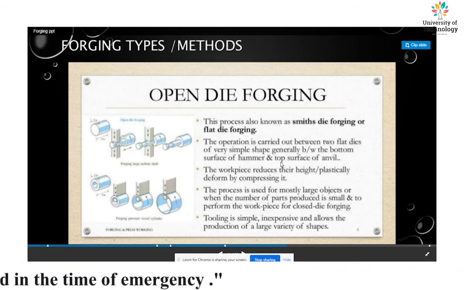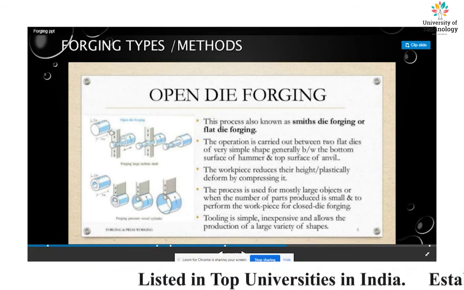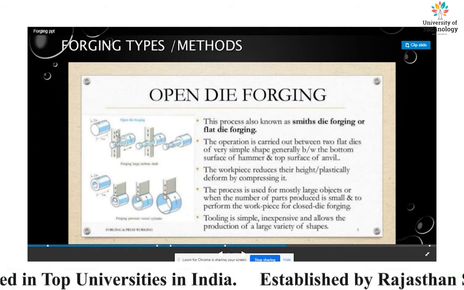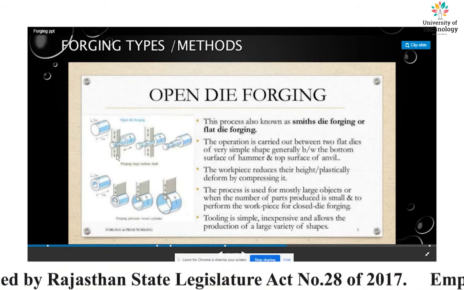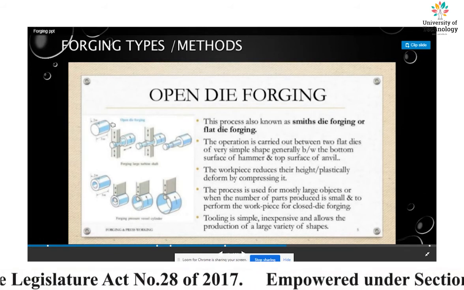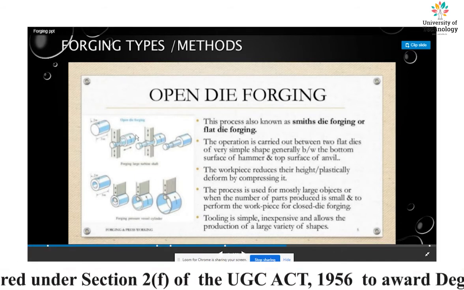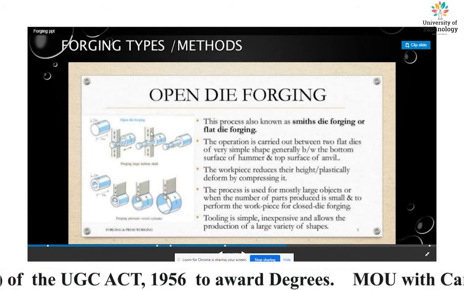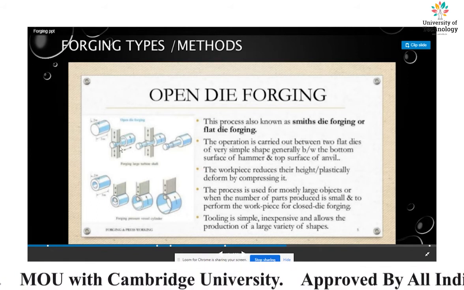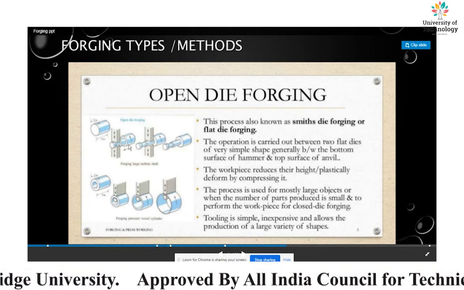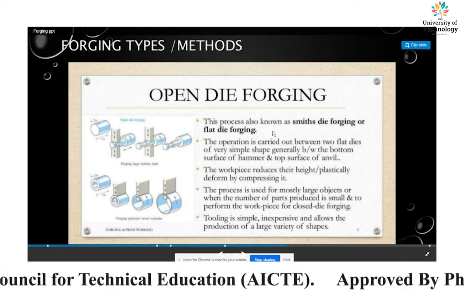Open die forging, you can see here like this. Here is the upper punch or upper die, and that is the lower die, and that is first one billet, inserted between the upper and lower die and pressed like this, and converted to this shape, and then in more than two steps here. This process is also known as Smith's die forging or flat die forging.